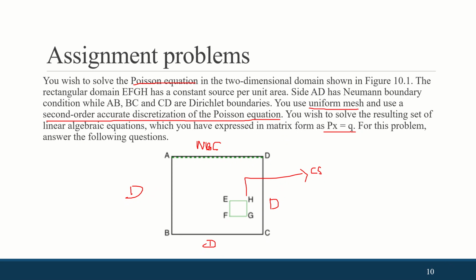We are using a uniform mesh and second order accurate discretization of the Poisson equation. You wish to solve the resulting set of linear algebraic equations. So we are expressing the resulting set in the form Px is equal to Q. For this, answer the following questions.